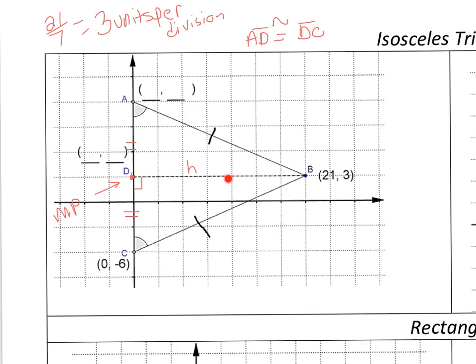Okay, so let's first start at vertex B. If we travel along this altitude or this height and look at this midpoint D and its location, nothing has changed in the y dimension. So y would also be located at 3. And that base is sitting right on the y-axis. So the x coordinate would be 0.